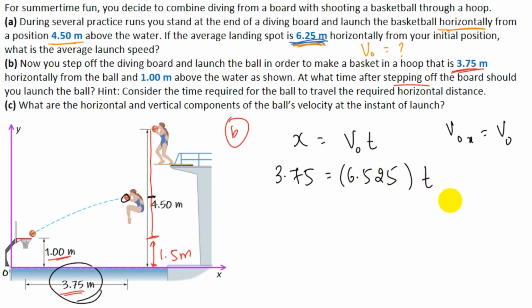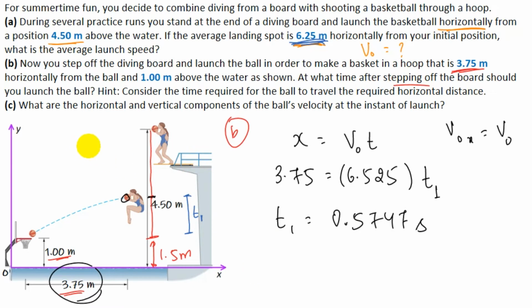Now let this time be t1. So from here this time t1 is equal to 0.5747 seconds. So this is the time taken by the ball to reach from this position to this position, or you can say that in the vertical direction you travel this much distance in this much time. So let this be t1.